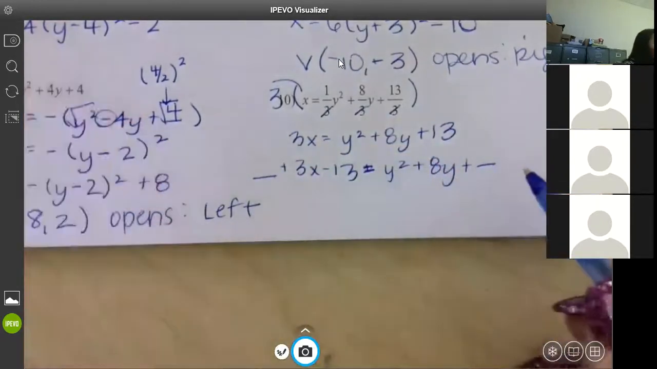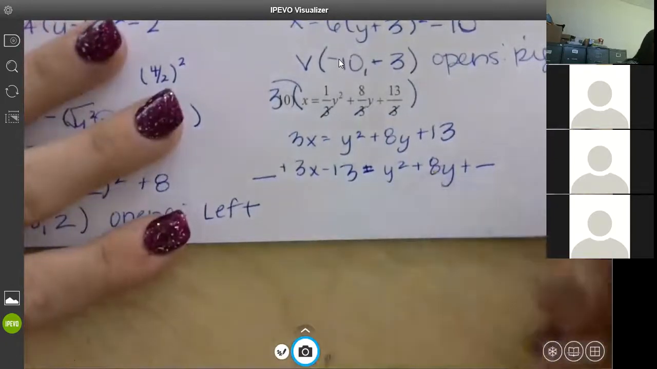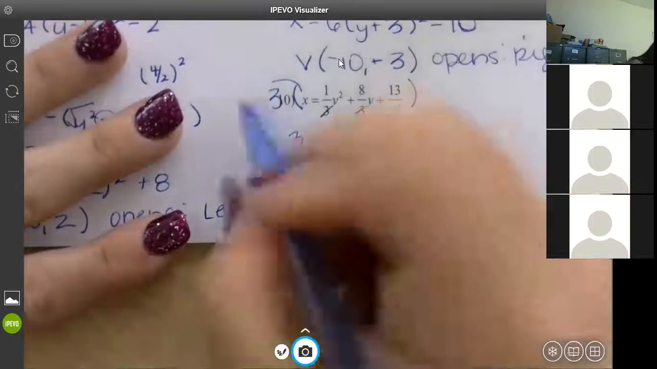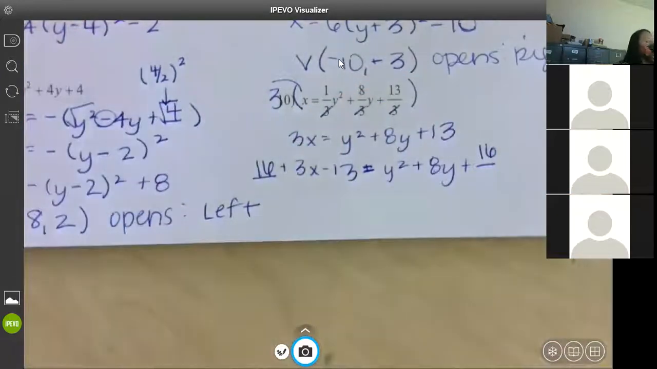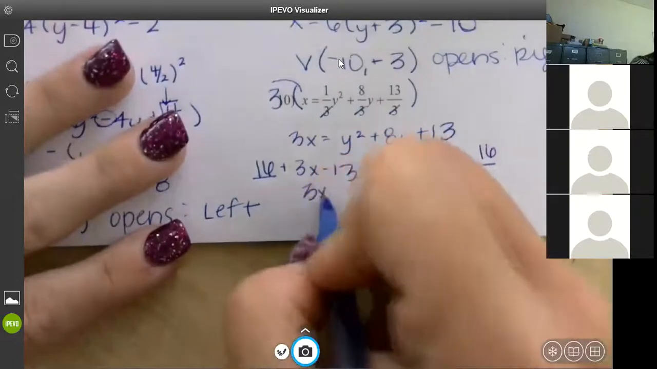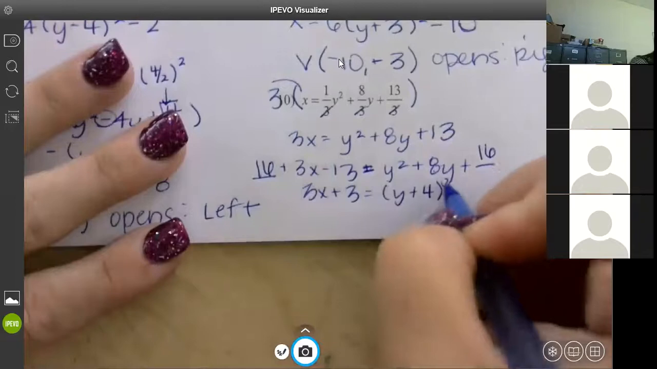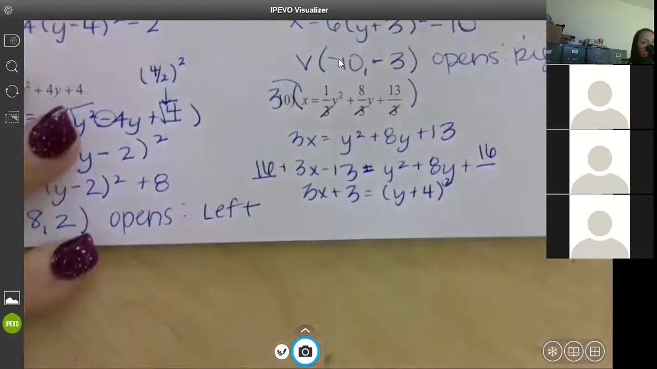I don't have anything to take out on this other side, so we're good to go. 8 divided by 2 squared. What I do to one side, I do to the other, since I didn't take anything out. 16 minus 13 equals 3. Rewrite y plus 4 squared.